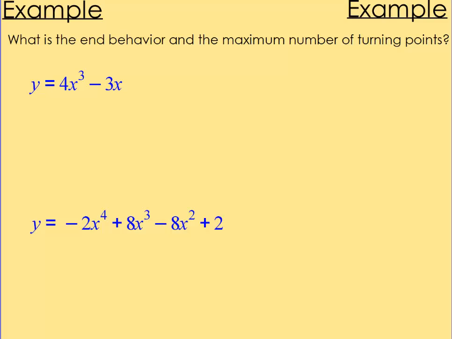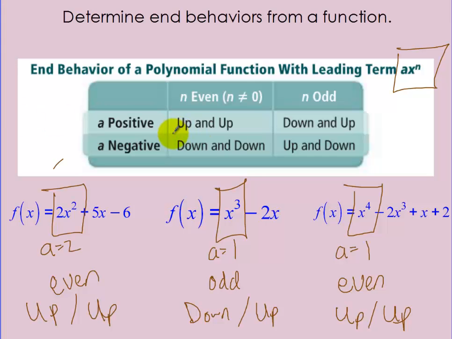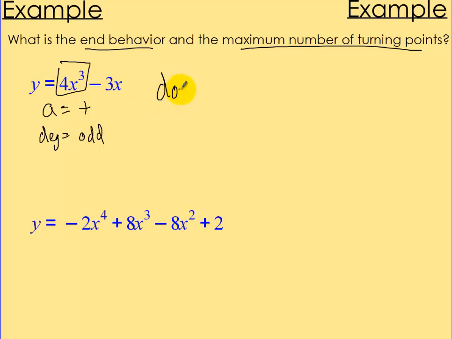All right, and pause the video. What is the end behavior and the maximum number of turning points? These are the two. So without graphing these functions, we can figure that out. Well, to figure out end behavior here, we have to go back to that matrix. And we need to know if my a is positive or negative. So your a, your coefficient to the highest degree term here, is positive, and you got to know the degree. The degree is 3, so the degree is odd. When you have a positive a and an odd degree, so positive and odd, you go down and up. So the end behavior is down, up.